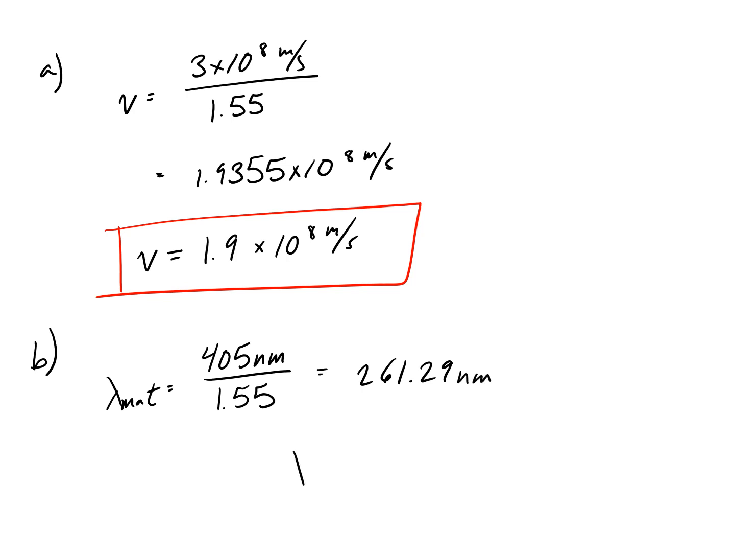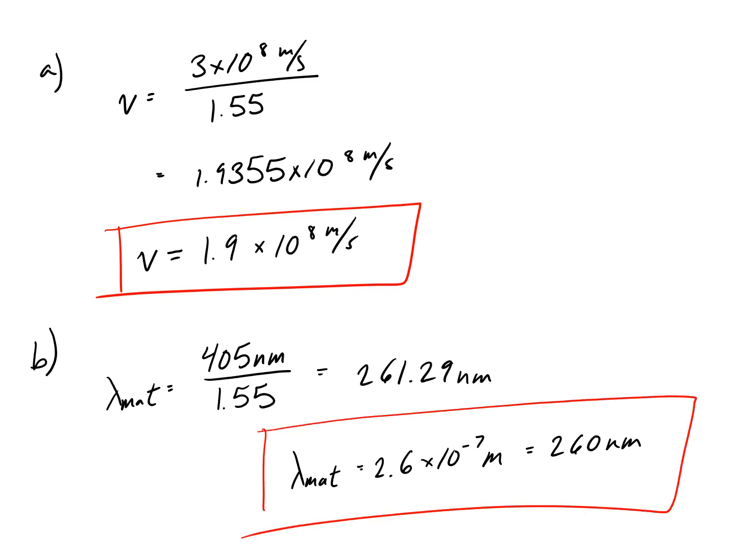nanometers. So that means that the wavelength in the material is going to be 2.6 times 10 to the negative 7 meters, or 260 nanometers. Either of these answers works out. It's just going to depend on what you ended up doing. If you did the other method, let's just do the other method.